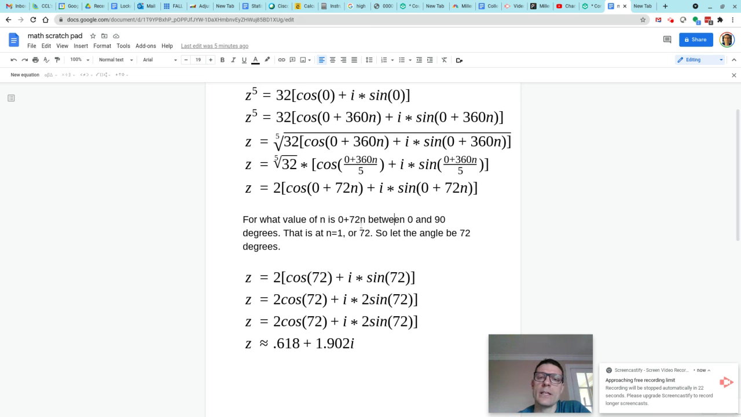Okay. Now I could put 0 here, or I could put twice 72, 144 here, and it would also be a solution, but they want a specific solution. From here, I just distribute the 2 and then get decimal approximations for each of the x value and the y value. Okay.